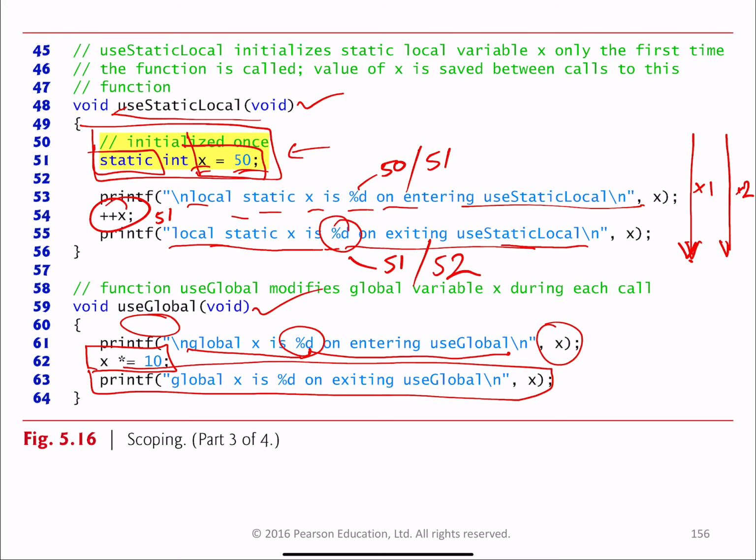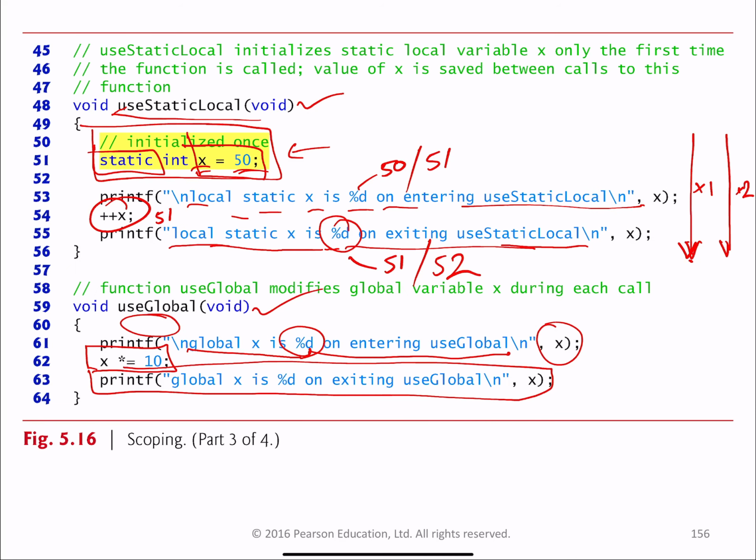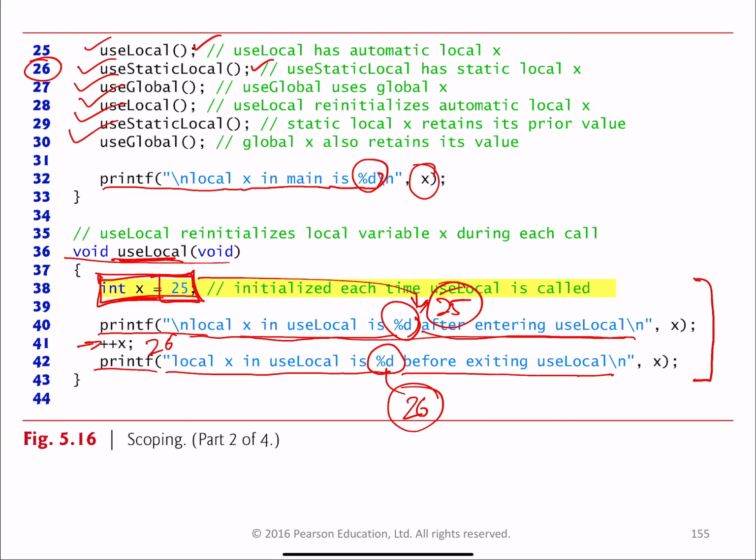If you run this whole program, let's see, what are we doing in the main function? We're first calling use local. Use local will always produce the same output. For 25, it'll print out the value of x as 25, followed by 26. Then we call use static local. The first time we call it over here on line 26, it'll print out values of x 50 and then 51. Then we call use global for the first time. And that'll print out value of x as 1.